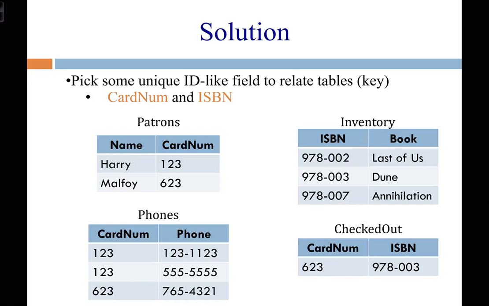So the checked out table, for example, has just card num and ISBN. The reason it has those is because card num is the key for a person, ISBN is the key for a book. So having these same type, same name columns in different relations is what gives me the links or paths to get from some data to some other indirectly related data.